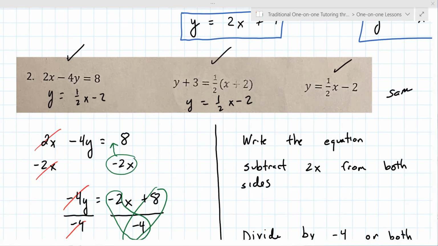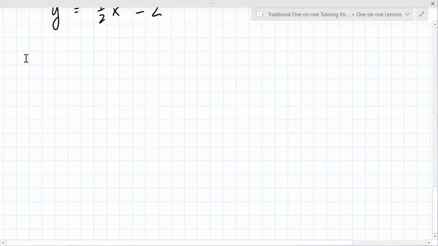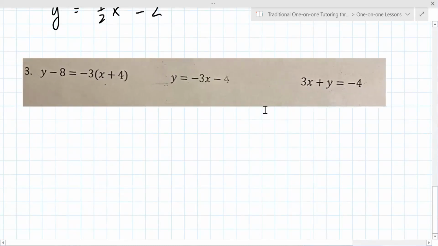Okay, let's look at the next one. The next row is y minus 8. Let me get these 3. So I'm going to ask you to look at these and decide which one. Besides, you can't do the middle one because it's already solved for y. Do you want to try either the first one or the third one on your own here?